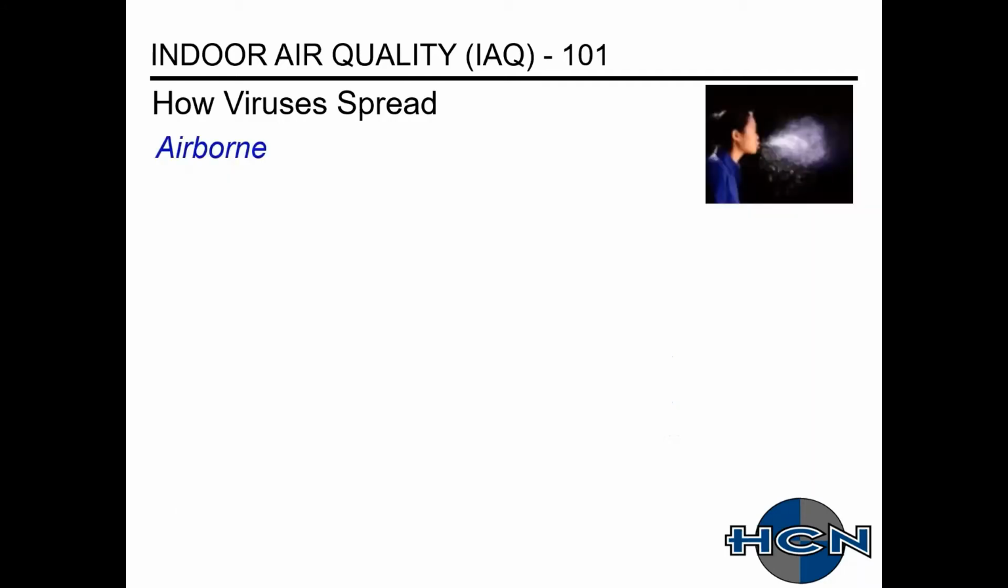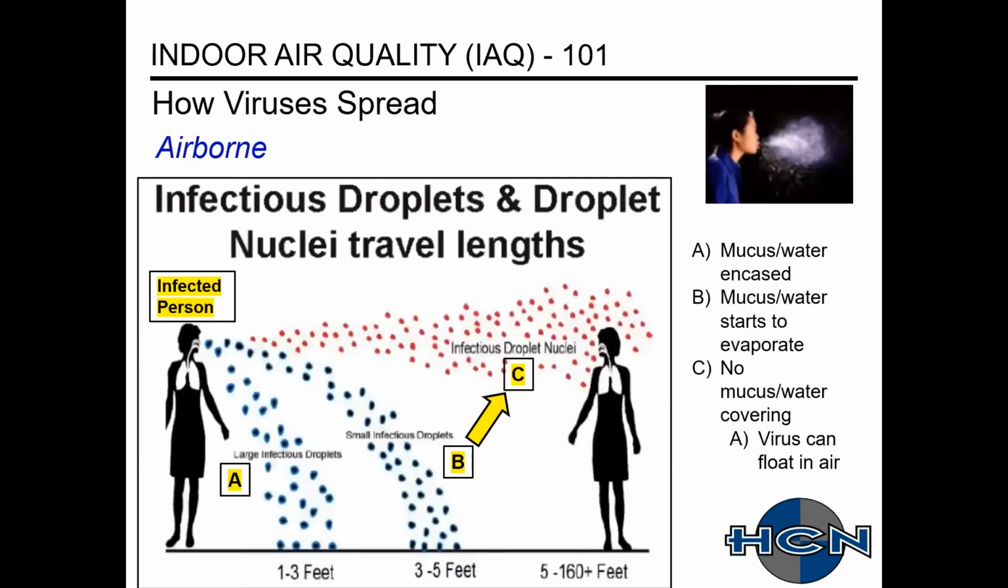All right. So now also viruses are spread by airborne. The upper right-hand corner shows a person that's sneezing, could be talking, could be singing, etc. And then this slide is from tuberculosis showing how infectious droplets spread. If you have an infected person that ends up coughing or expelling the virus, the larger part A is the large infected droplets where they're encased in water.